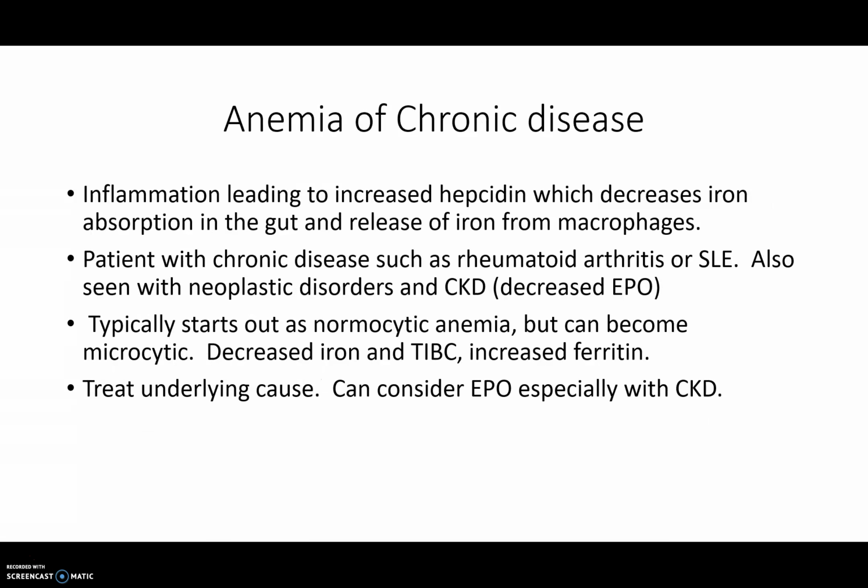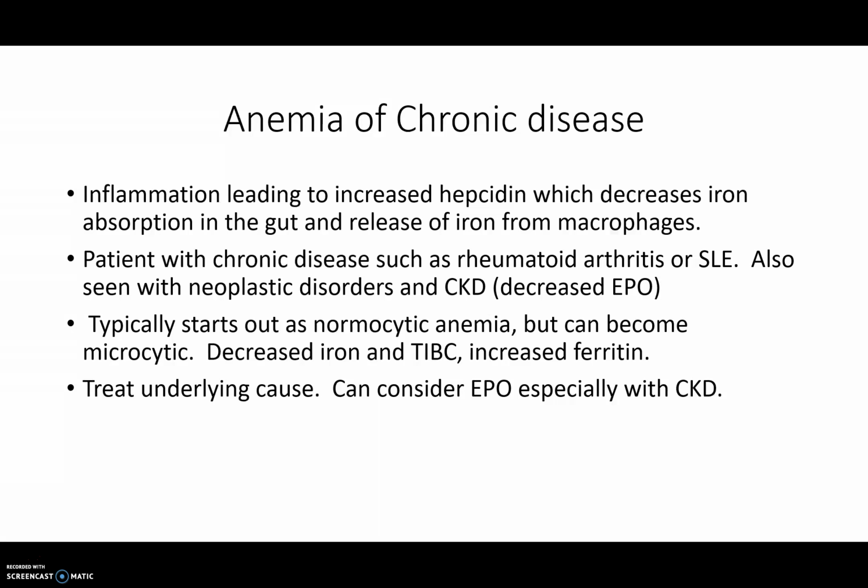For anemia of chronic disease, this is when your body has inflammation and it's more or less hanging on to that iron in the form of ferritin. You're going to see increased hepcidin, and that's going to lead to decreased iron absorption in the gut, and also the macrophages are going to hang on to that iron, so decreased release of that. You'll see some patients with chronic diseases, in particular autoimmune, like rheumatoid arthritis. You won't see it in a patient with osteoarthritis. You can also see it in chronic kidney disease because of decreased erythropoietin.